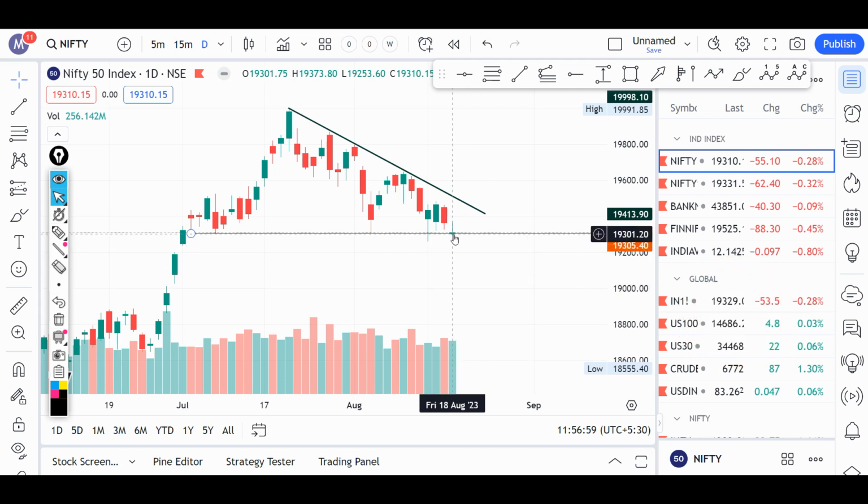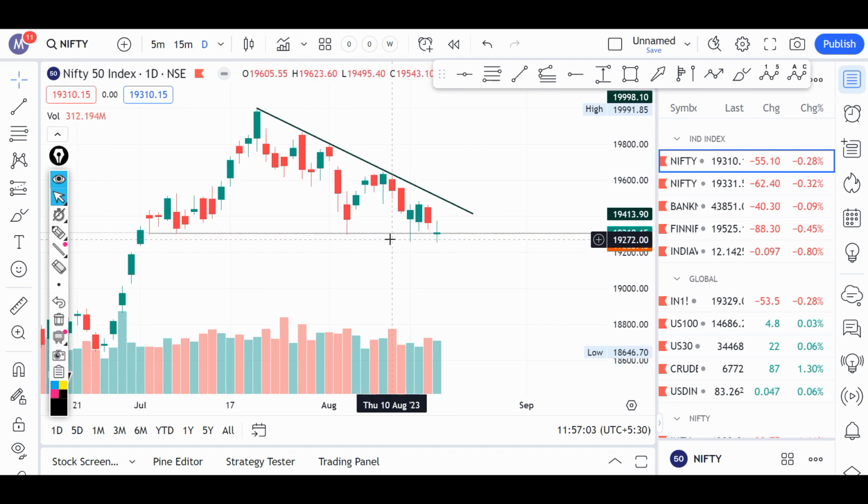But in this scenario, will you carry any positions here? The answer is no. So these are the important things, and to start carrying your long positions, one candle has to close above this trend line.